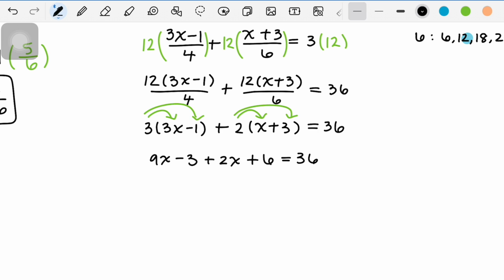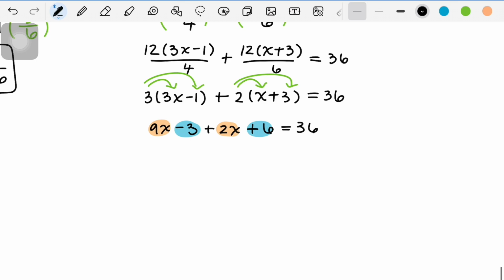Now we can combine like terms and get x completely alone. So we have a 9x and 2x, and then minus 3 and plus 6 here. So we'll combine these guys. We have 9 x's, and then we added 2 more, so that gives us 11 x's. Then we have minus 3 plus 6. This will give us plus 3, and then we have 36 on the right-hand side.